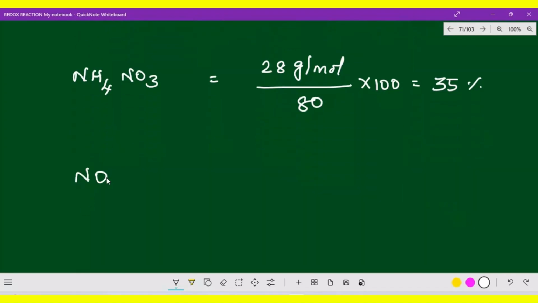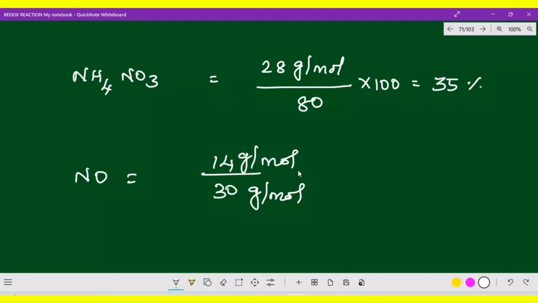The last one, nitric oxide. That is so simple. Here 14 divided by the complete molecular mass, which is 30 gram per mole, into 100. Everywhere it is gram per mole. What answer will you be getting? Around 46% only. I hope you got the clarity.